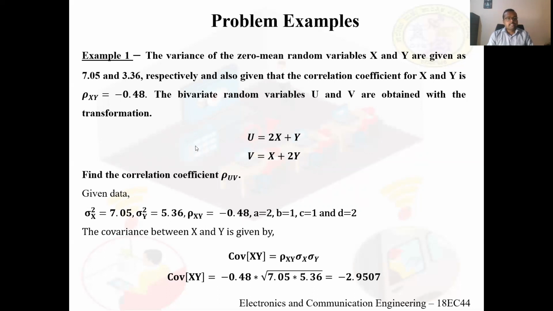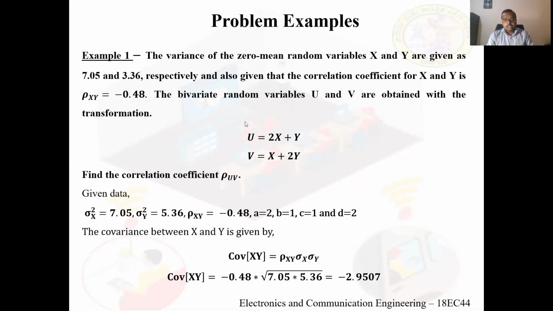Now, what are the parameters given as per the problem statement here? It says zero mean, right? The means of X and Y are 0. And what is the variance of X? Variance of X is 7.05 and variance of Y is 3.36. So sigma square X is equal to 7.05 and variance of Y, sigma square Y, we have it as 3.36. And what is also given here? The correlation coefficient is minus 0.48. So rho XY is equal to minus 0.48.